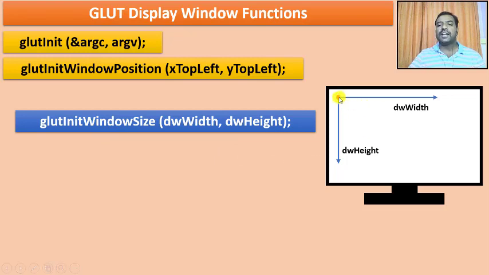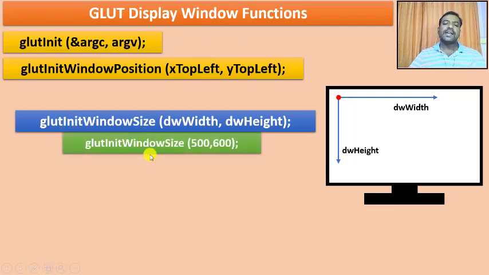So now I can decide what the height of the window is going to be and what the width of the window is going to be. What I'm going to draw is going to be starting from this position. Hence, I'm going to use the API glutInitWindowSize, where I'm going to pass 500, 600, so the width is going to be 500 and height is going to be 600. And you can pass any value of your choice for this function.